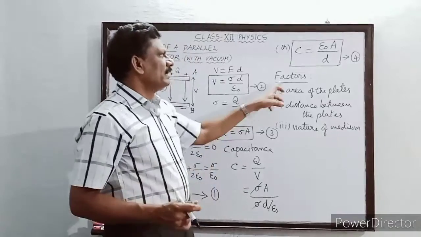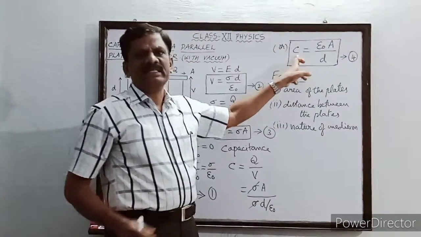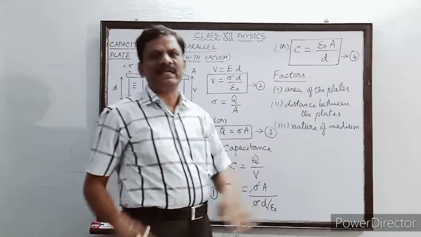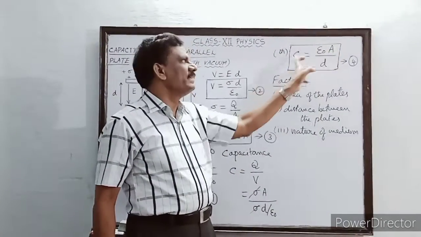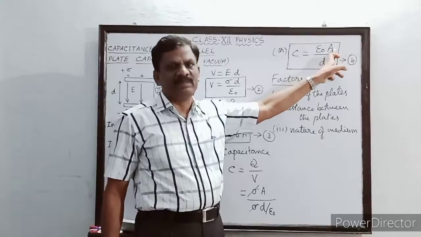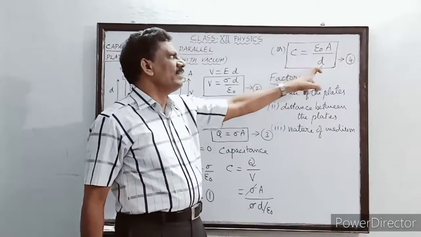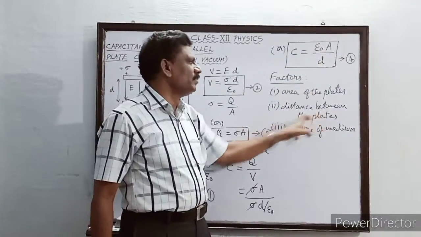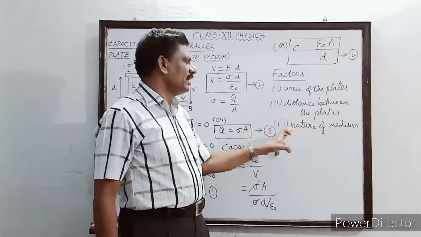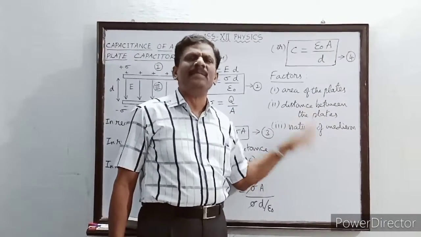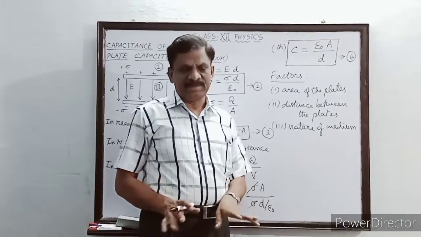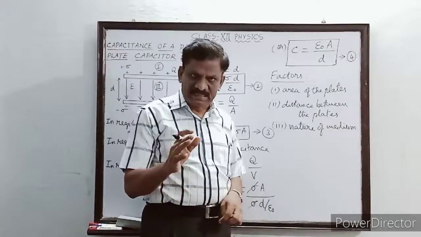So the factors on which the capacitance of a parallel plate capacitor depends are the area of the plates, C is directly proportional to the area of the plates, and it is inversely proportional to the distance between the plates. It also depends upon the nature of the medium between the two plates. Up to this I hope you must have understood.